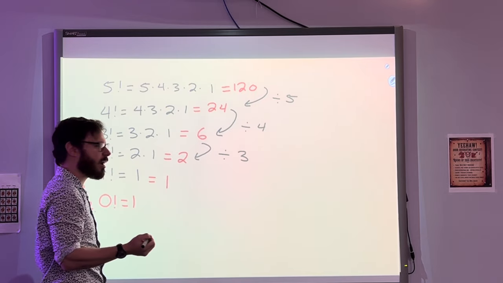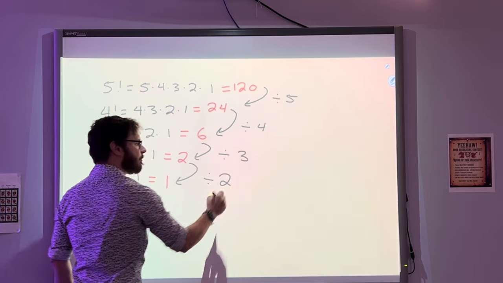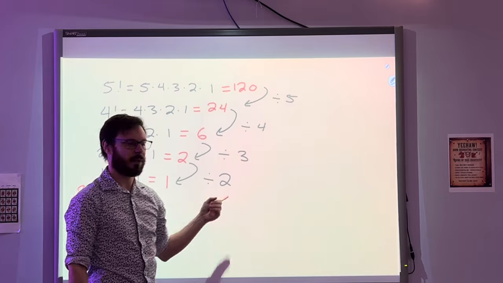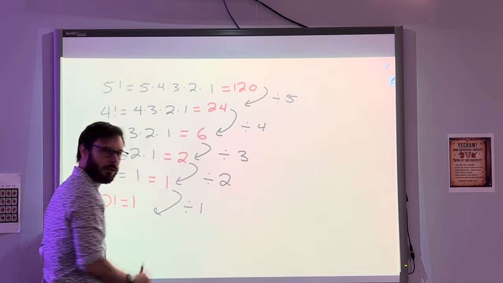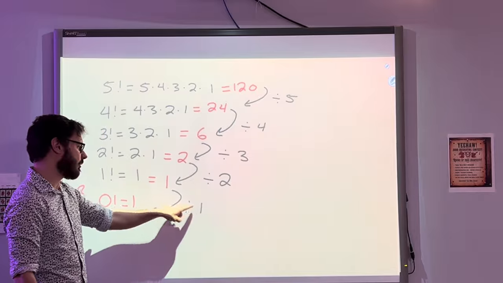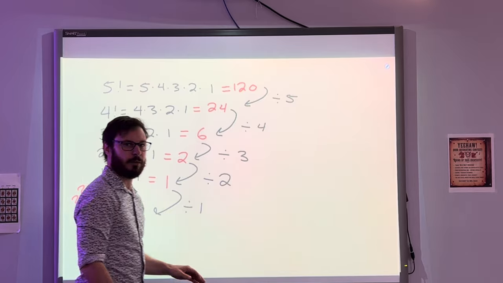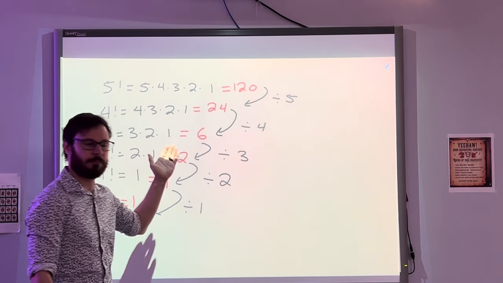Are you seeing what's happening? How do I get from 2 to 1? I divided by 2. So my pattern here is I'm dividing by 5, by 4, by 3, by 2. So that means I would have to divide by 1 in this last step. And 1 divided by 1 is 1. That's why, okay? Because what is this missing? This was missing the 5, this was missing the 4.